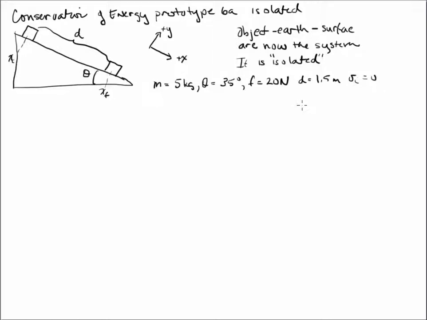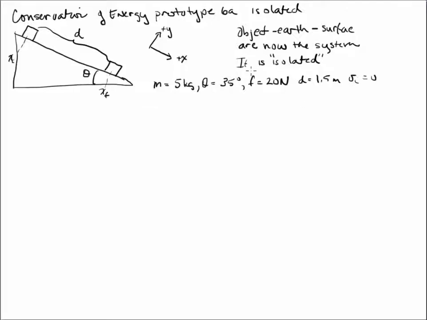Okay, we're going to be talking about conservation of energy again, prototype 6A. In this case, we're going to be talking about an isolated system. The system is the object, earth, and surface. Recall previously that it was only the object and earth. Now we're going to include the surface in there.